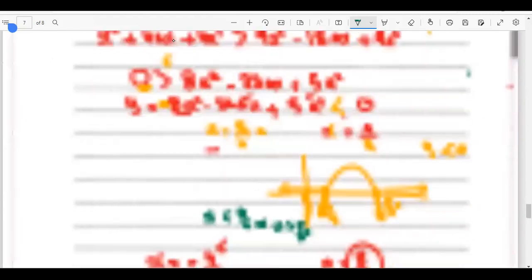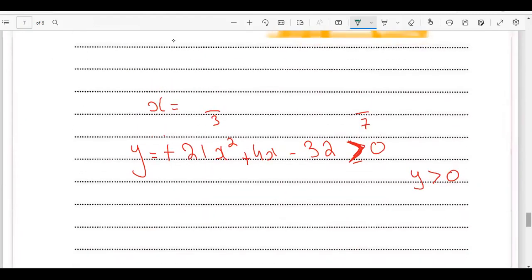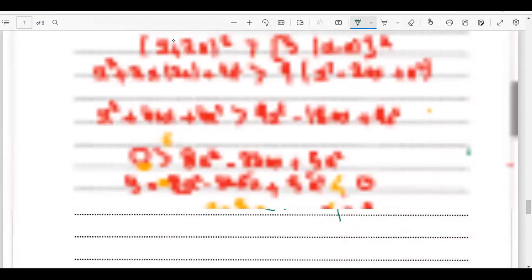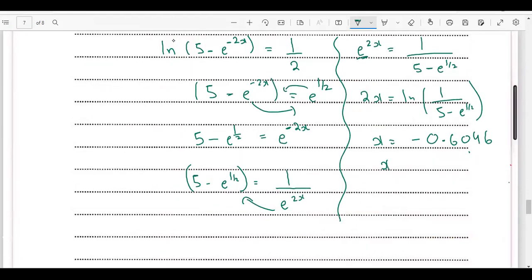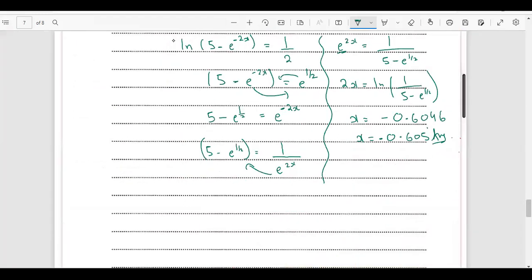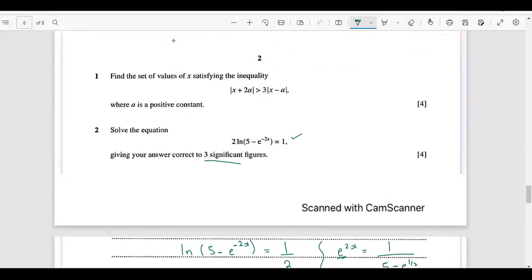So we will write it: negative 0.605. Very good. So x is going to be negative 0.605. This is going to be the answer. So this was a simple question, but always remember whenever you've been asked to solve something, you are supposed to make x the subject. Okay.